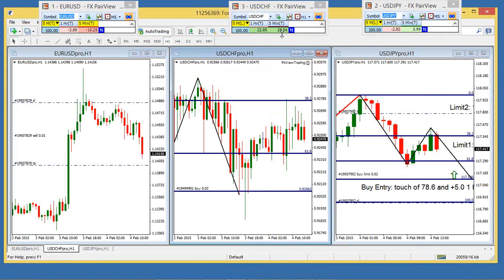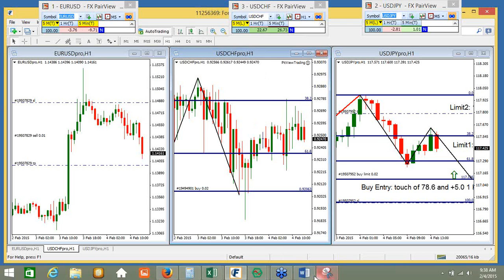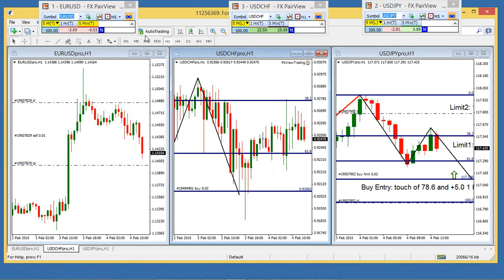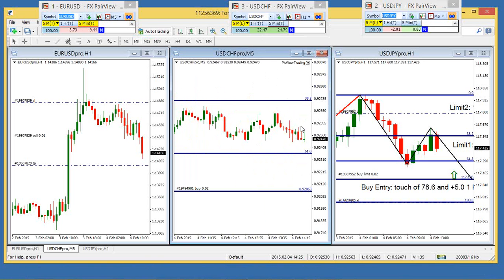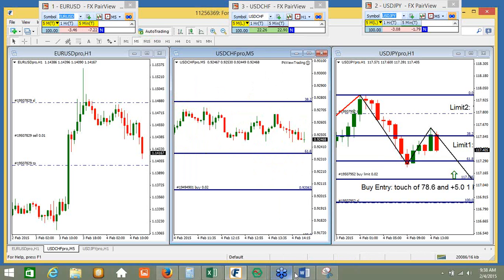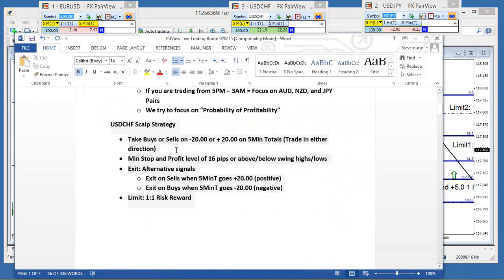Right now I'm in a long-term position, by the way. I'm already in a long position, which still looks good for the long term. But as you see it, like right now, it goes to a plus 20. Take your buy and sell trades on the 5-minute time frame. Here, let me switch it over to 5 minutes. I'm going to keep everything the same. You can take buys or sells at plus 20 or minus 20 on the 5-minute totals. Trade it in either direction.